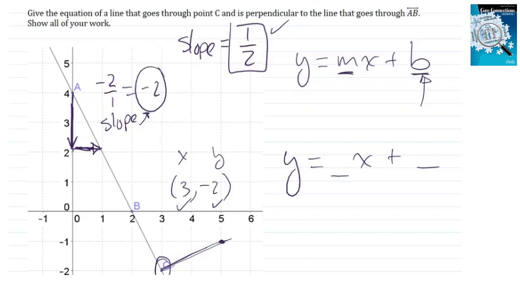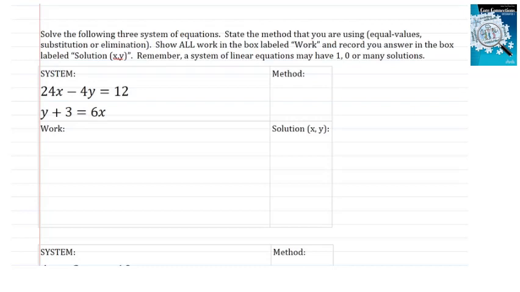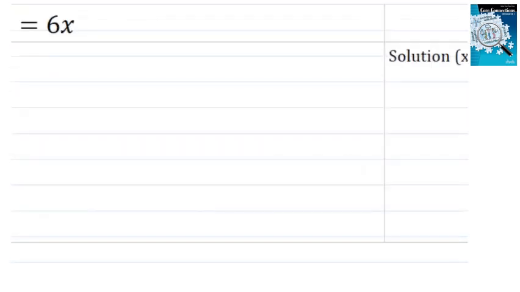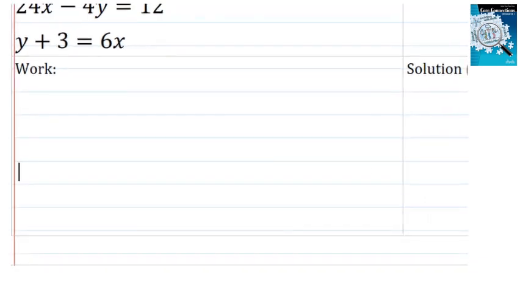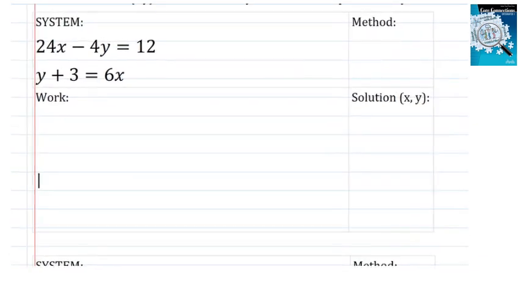So the last series of questions I'd like for you to do involve 3 systems of equations. The first one's 24x minus 4y equals 12, and the other equation is y plus 3 equals 6x. I'm asking you to solve these using any of the methods that we have: equal values method, substitution, or elimination. Show all of your work in the box provided, and make sure that you include the method that you use.